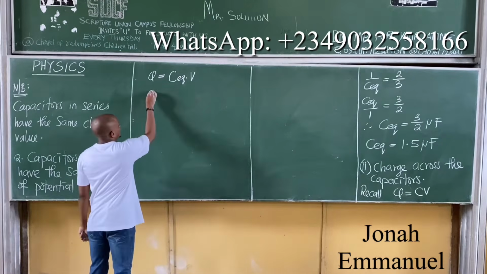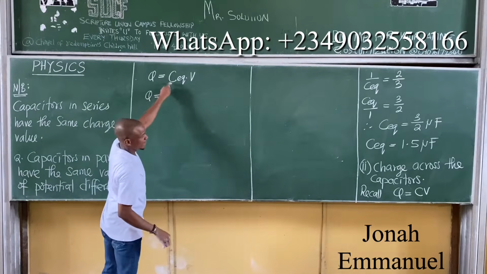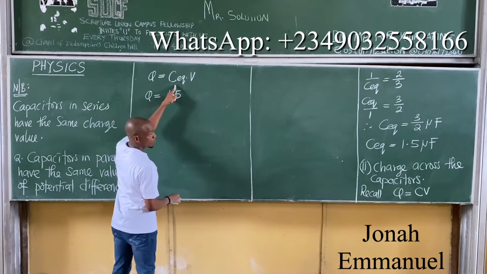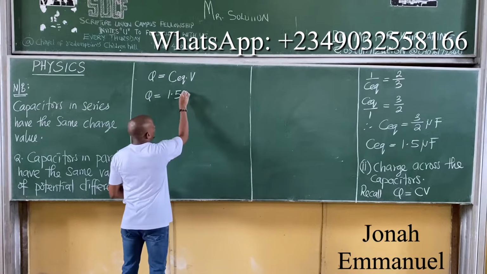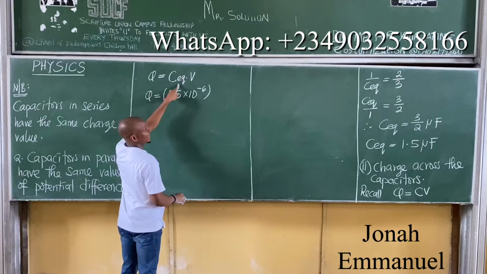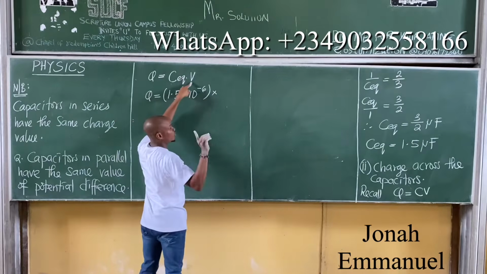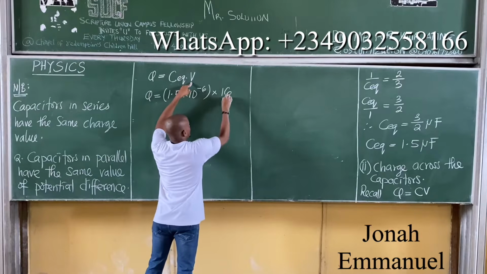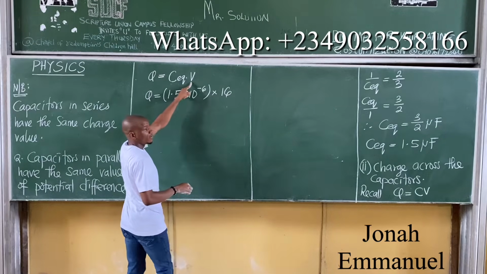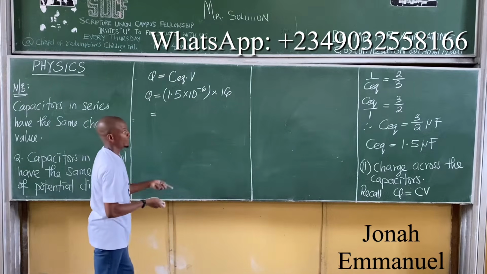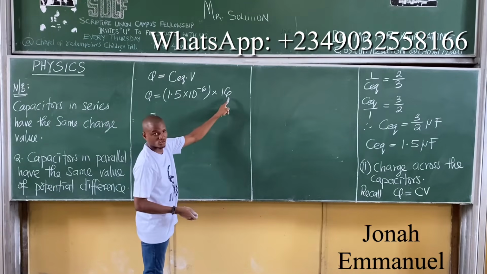So for this, I have that Q is equal to 1.5 micro, so it becomes 1.5 times 10 to the power minus 6, that's this equivalent, times your voltage. Please check, your voltage was what there? 16 volts. Volts means I'm not converting. If it was 16 millivolts, you know what to do.